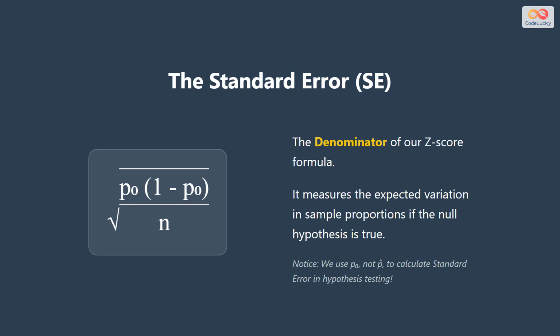The bottom part of the fraction is the standard error. This calculates the expected variation in our data if the null hypothesis were true. Notice that we use P-naught in this calculation, not P-hat, because we assume the null hypothesis is true when calculating the z-score.